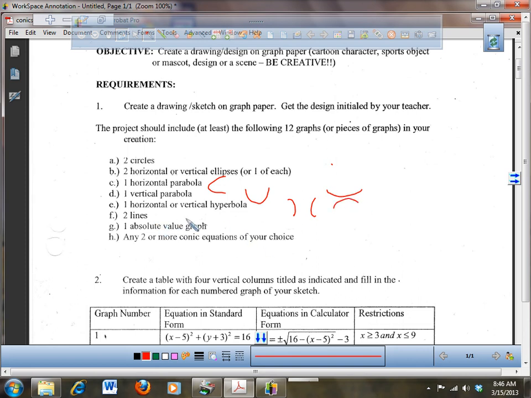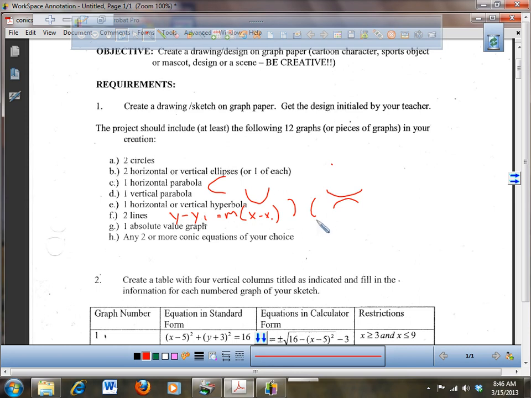2 lines, and you should write the lines in point slope form, which is a good way to write them. y minus y1 equals m times x minus x1, because then you would know the point you want them to go through and the slope of them. But I do want you to come up with the equation of the lines, and then you can just put it into your calculator. An absolute value graph, you guys remember what absolute value graphs look like?